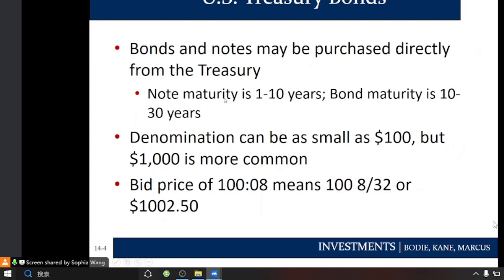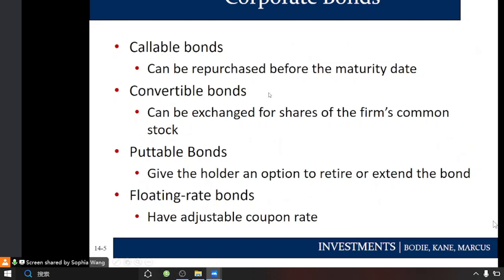U.S. Treasury bonds and notes may be purchased directly from the Treasury, and the difference between the note and bonds is the time: 1 to 10 years, 10 to 30 years, long term or short term. And first, I'd like to introduce the types of the bonds.